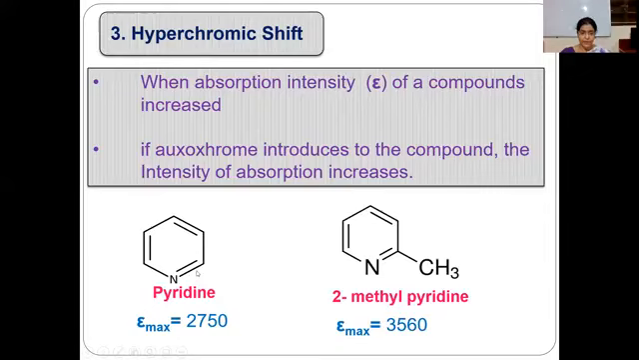In case of pyridine, the value of epsilon max is 2750. When in the pyridine at 2 position, a methyl group is attached, methyl group is an oxochromic group, and it has value of epsilon max 3560. So on the introduction of CH3 group in the pyridine, the value of epsilon max increases.